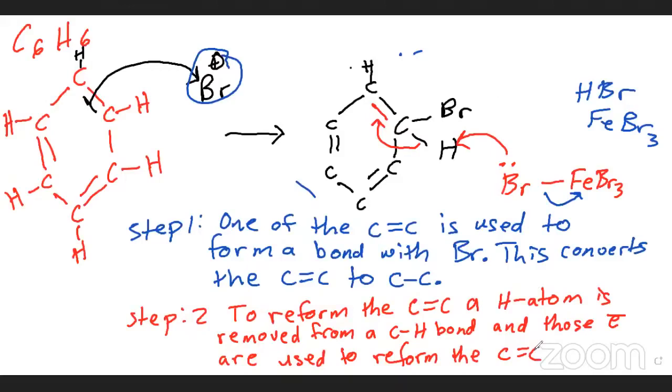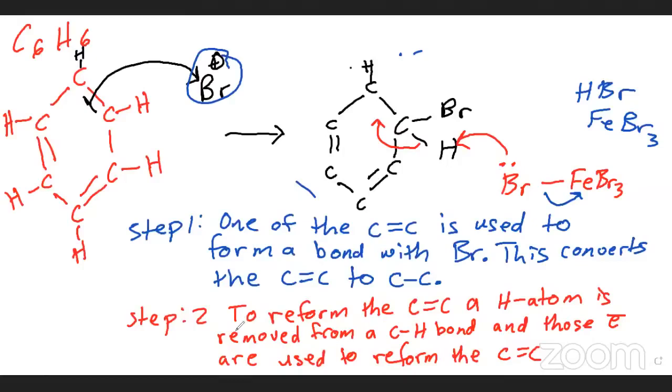All right, so that is what basically happened. If you look at what step 1 says, one of the carbon to carbon double bonds is used to form a bond with bromine. This converts the carbon to carbon double bond to a carbon to carbon single bond. We have a carbon to carbon double bond here. We used it to form a bond with bromine. When that happened, the carbon to carbon double bond was converted to a carbon single bond.